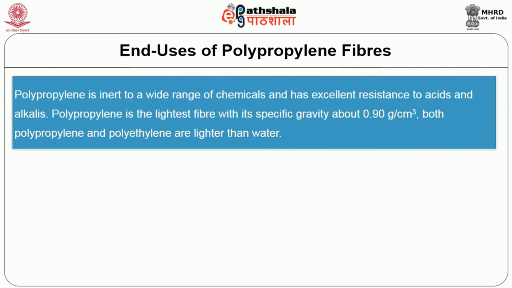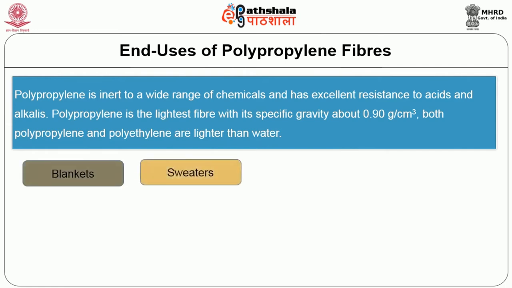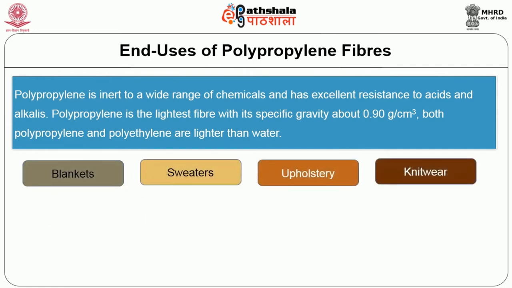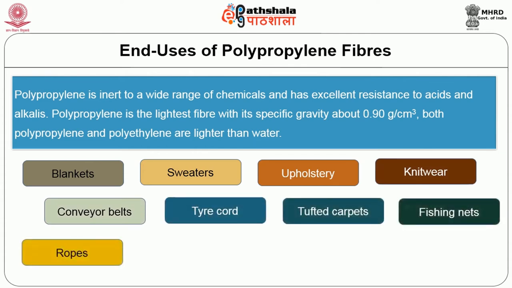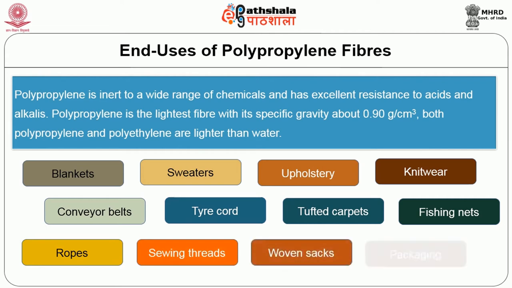End-use applications of polypropylene fibers. Polypropylene, being the lightest fiber with its specific gravity around 0.9 grams per cubic centimeter, both polypropylene and polyethylene are lighter than water. Its applications include blankets, sweaters, upholsteries, knitwear, conveyor belts, tire cords, tufted carpets, fishing nets, twines, ropes, sewing threads, woven sacks, and packaging and other materials, etc.